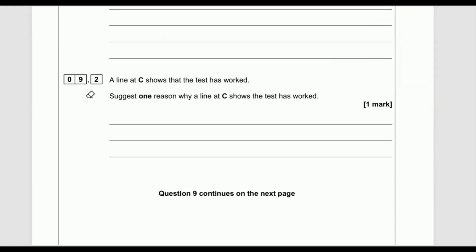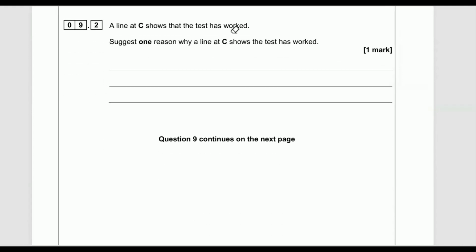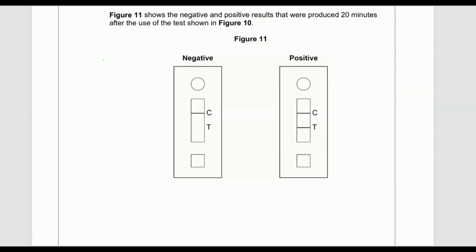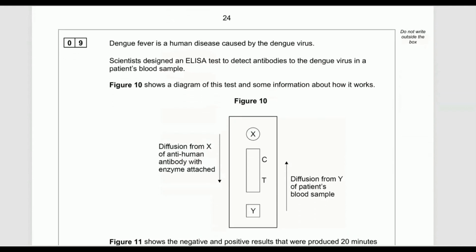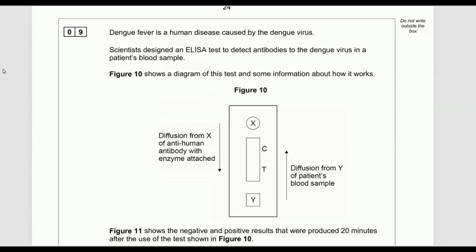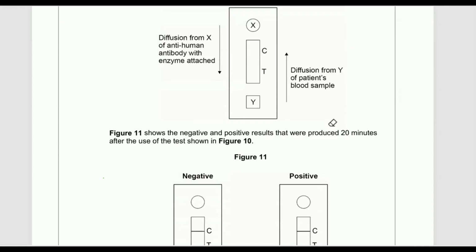All right, let's zing on to 9.2. A line at C shows the test has worked. So just one reason why a line at C shows the test has worked. We'll look back up. We've got the ELISA enzyme diffusing down, and we also have the patient's blood diffusing up. If we get a line at C, what does this tell us? This tells us the patient's blood has made it past the T test area.